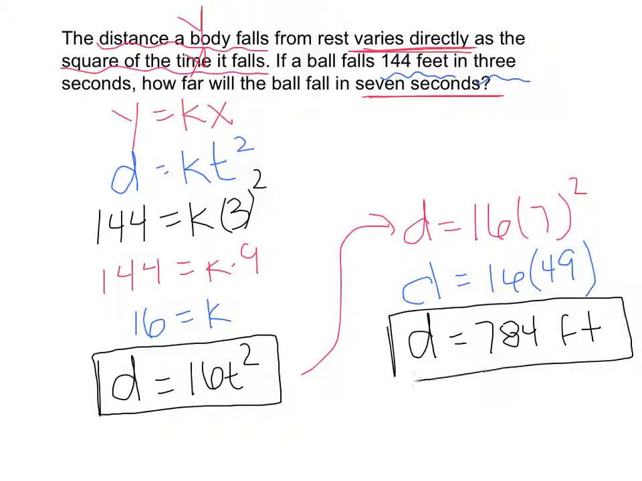Longer time, further distance. Direct variation is just looking at a relationship between two variables where the relationship is a multiplication by a constant of variation. With direct variation, it always goes through 0, 0, and as we just saw with our distance and time, as one variable gets bigger, the other variable gets bigger.